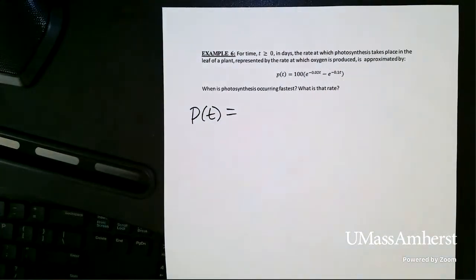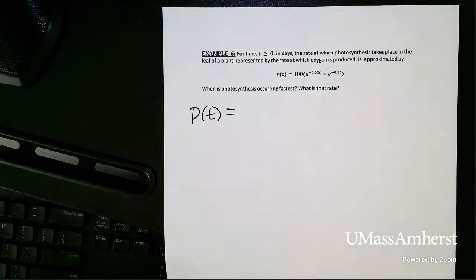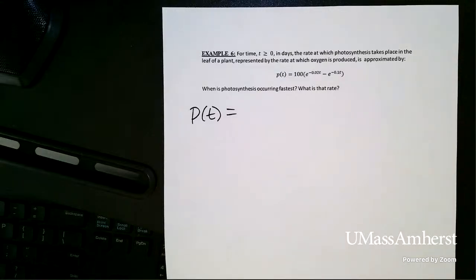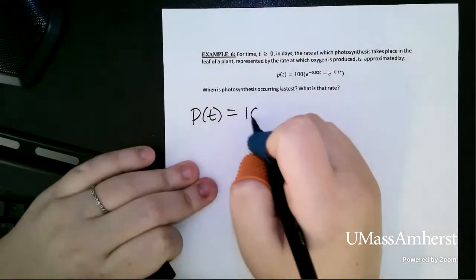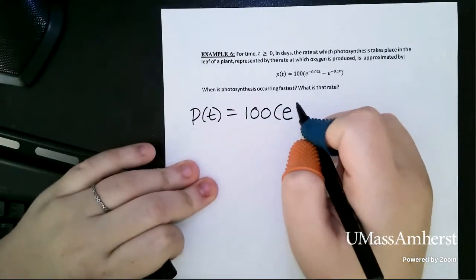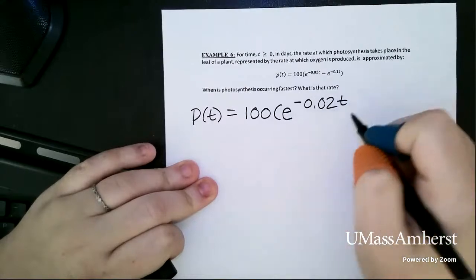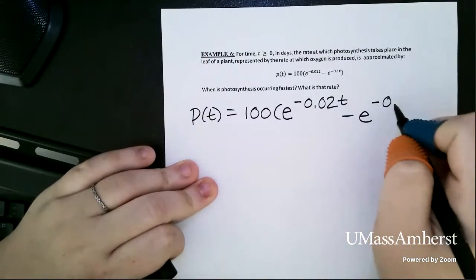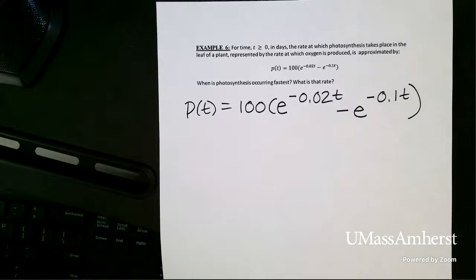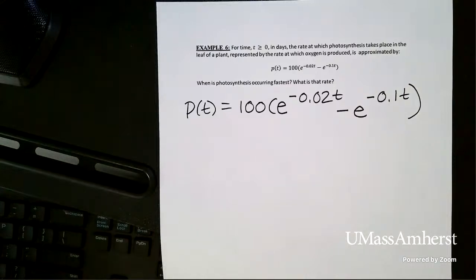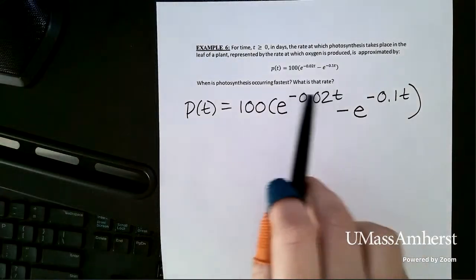So the question says, for time t greater than or equal to 0 in days, the rate at which photosynthesis takes place in the leaf of a plant, represented by the rate at which oxygen is produced, is approximated by P of t equals 100 e to the negative 0.02 t minus e to the negative 0.1 t. Okay. And the question is, when is photosynthesis occurring fastest? And what is that rate?